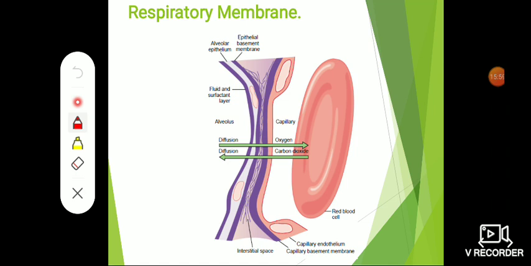It is across the alveoli and the capillaries. So this is the basic site where actual gas exchange takes place. Any problem here or any increase in this space will lead to defective diffusion. So let's see what are the factors which will affect the diffusion.